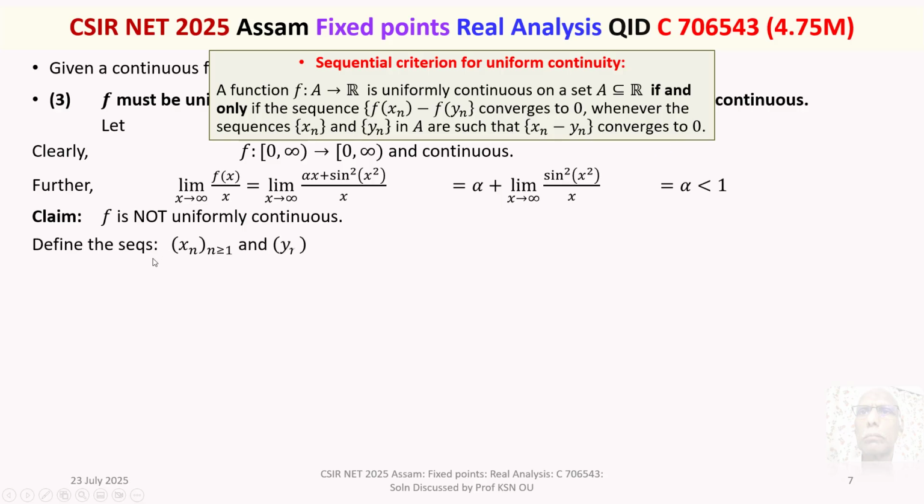Define the sequences xn, n greater than or equal to 1, and yn, n greater than or equal to 1, in the interval 0 to infinity, where xn is equal to the square root of n pi plus delta and yn is equal to the square root of n pi, where delta is positive and fixed.